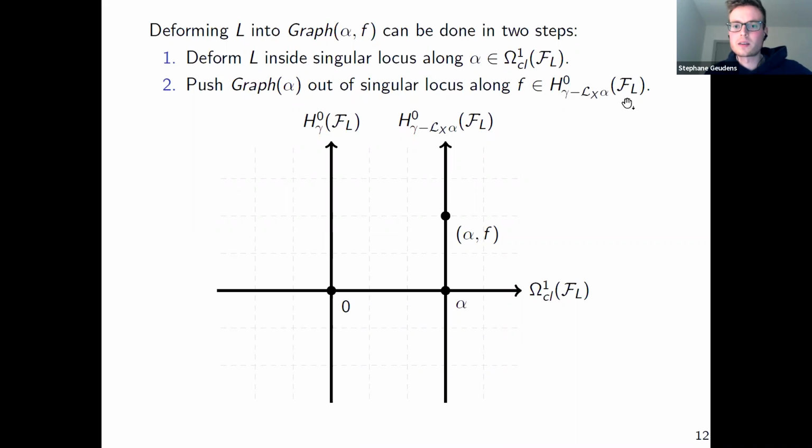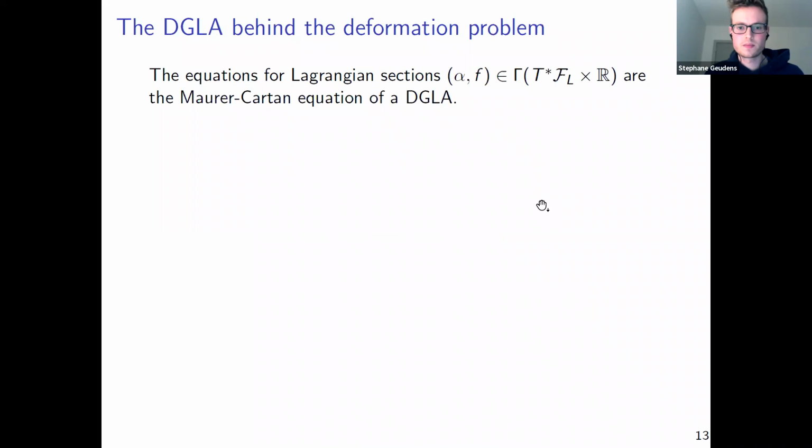So you find f lying in this cohomology group. And the second step represents pushing the graph of alpha outside of the singular locus. So the deformation problem can be done in these 2 steps, where each step is linear. Okay.